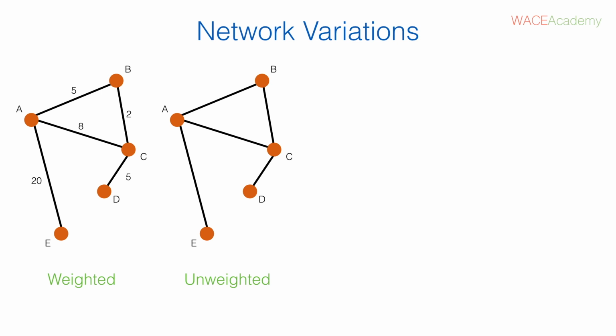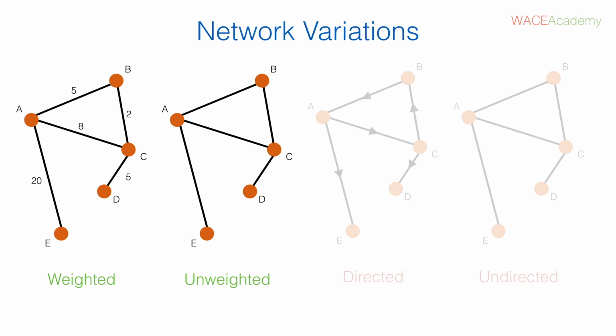Just because two different paths may have the same origin and destination doesn't mean they'll be of equal lengths. If the edges of a network have been assigned values, it is called a weighted network. Otherwise, it is unweighted.